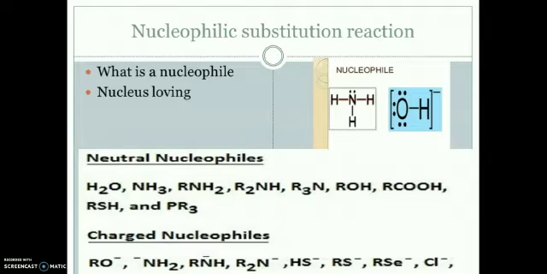So, what do you mean by a nucleophile? Nucleo means nucleus, phile means loving. So nucleus loving. What is the charge of the nucleus? We know that the charge of the nucleus is positive because the nucleus contains protons, isn't it? And we know that oppositely charged will attract.